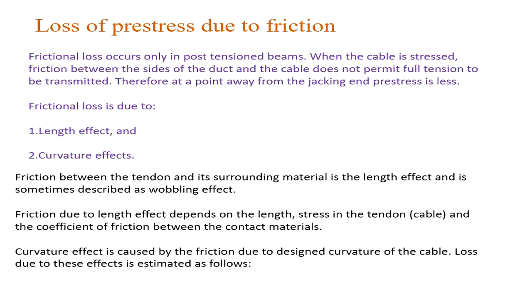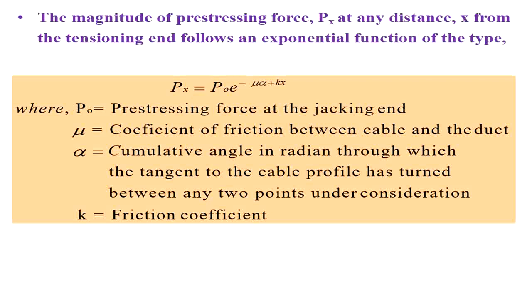Friction due to length effect depends on the length, the stress in the tendon, and the coefficient of friction between the contact materials. Curvature effect is caused by the friction due to the designed curvature of the cable. The loss due to this effect is estimated as follows. Here is the formula to calculate this loss. Here all the factors are considered.